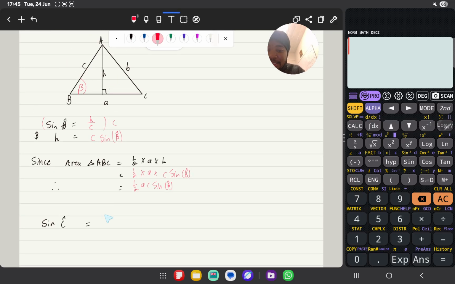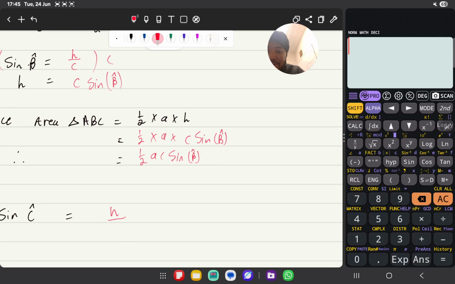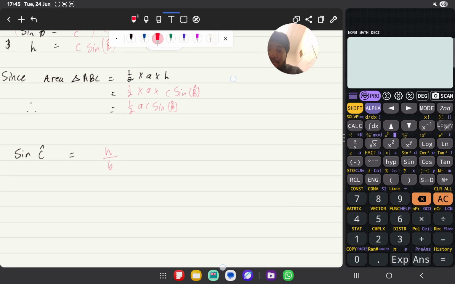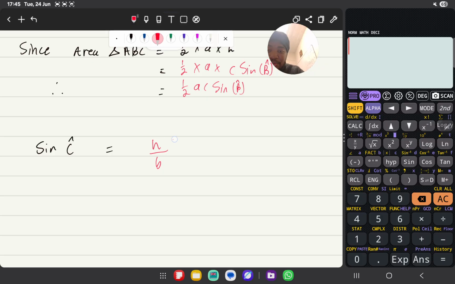You can do the same thing with sine C. So let's go sine C. It's going to be opposite. What is opposite angle C? It's H, which is your perpendicular height. So you would say H over B, right? Remember, B is your hypotenuse in this case. Now we write H as the subject of the formula. We multiply by B, and therefore H is equal to B sine C, right?